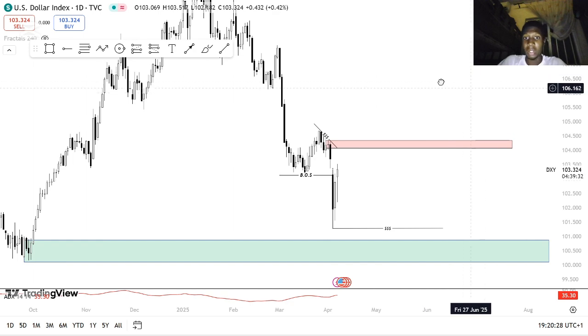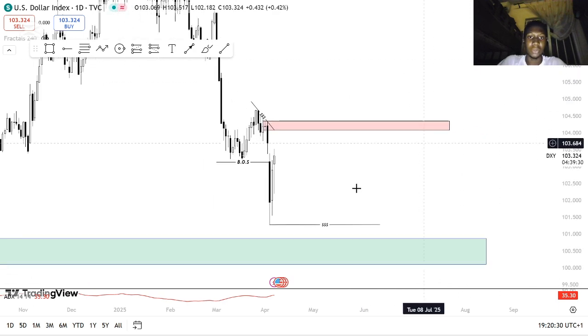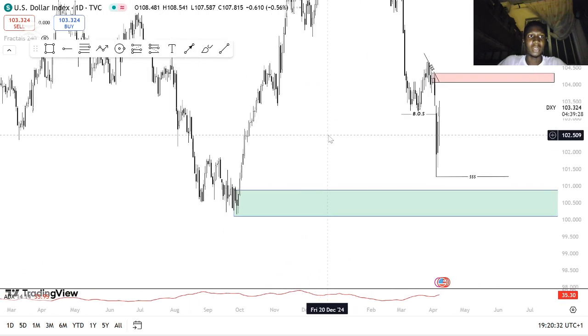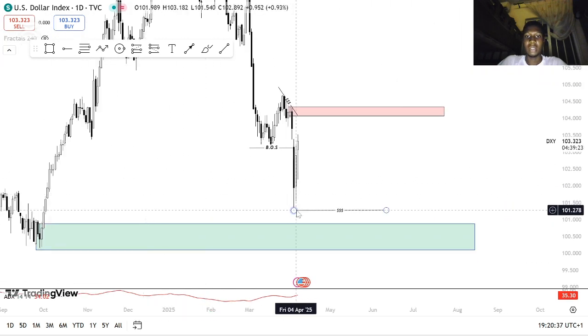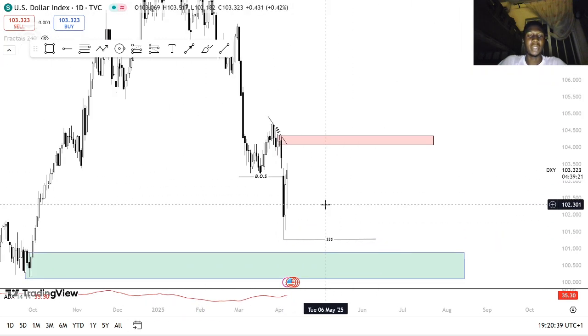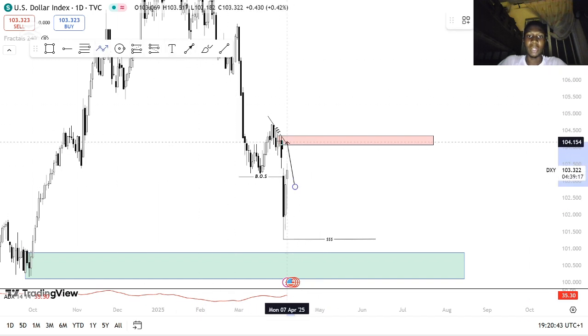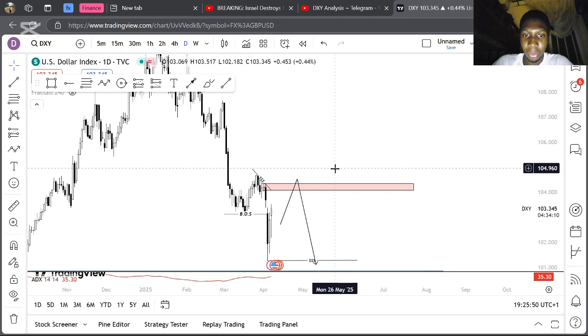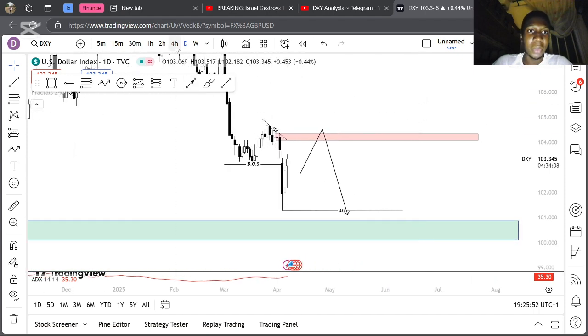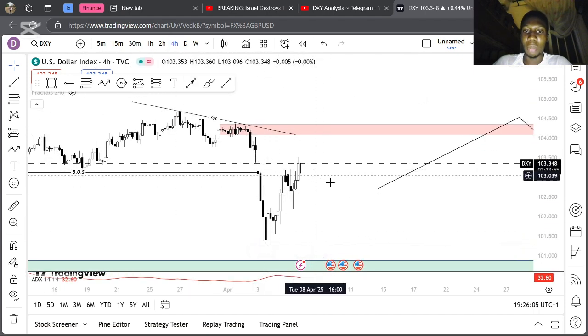So you can see that I've marked out my zones already. The DXY demand zone has been marked and there's liquidity here. So my prediction is that price is going to come to this supply zone that I've marked here, maybe sweep the liquidity above here, then proceed to move downward. Okay, so short term, right, we can see the DXY is moving upwards.